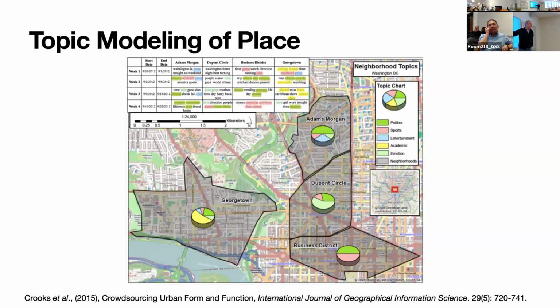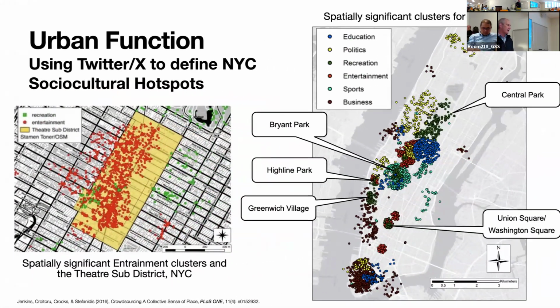Georgetown, being that university type area, is the only place in DC that talks about education or academic types of things. So different types of data, different types of analysis using natural language processing gives us that ability to look at the form and function of cities. And we can extend this to look at alignment or disalignment between areas.